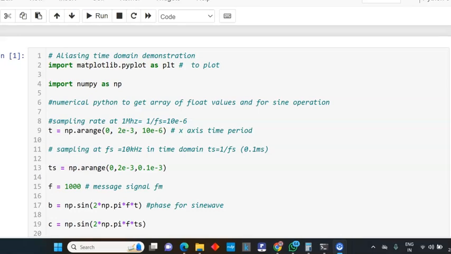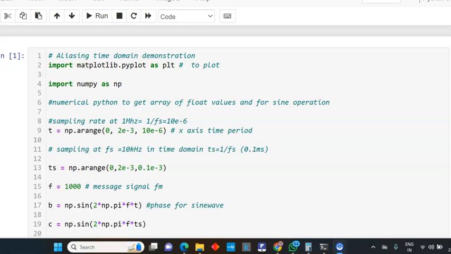Good morning, dear students. Today's session we are going to see how to demonstrate the sampling theorem. The sampling theorem states that the sampling frequency should be greater than or equal to twice the maximum frequency.